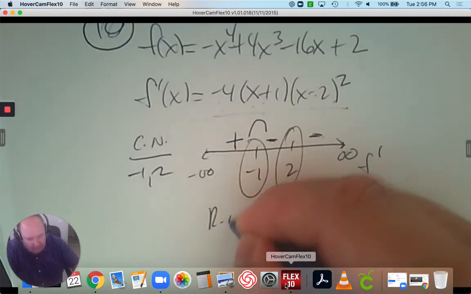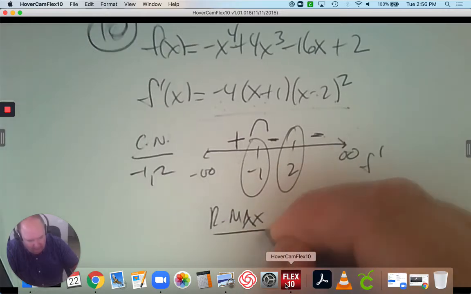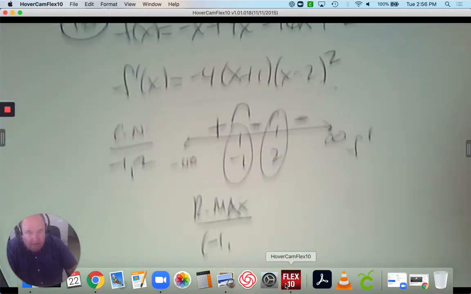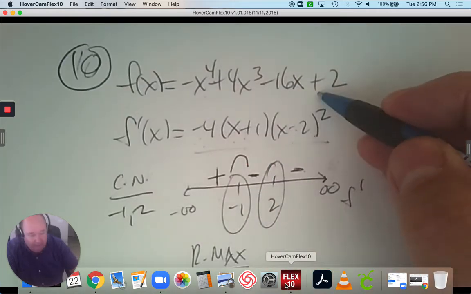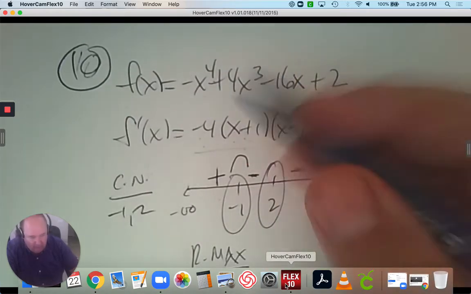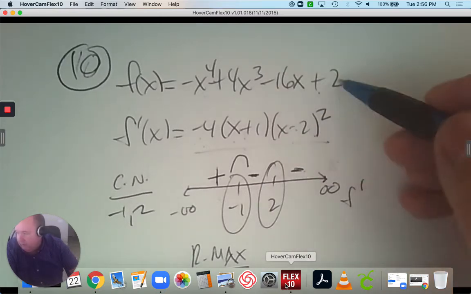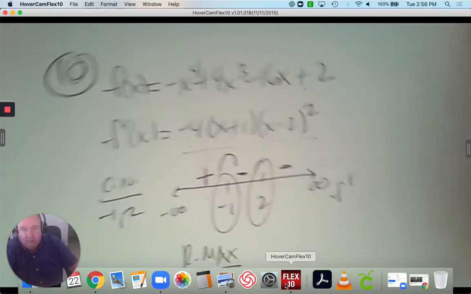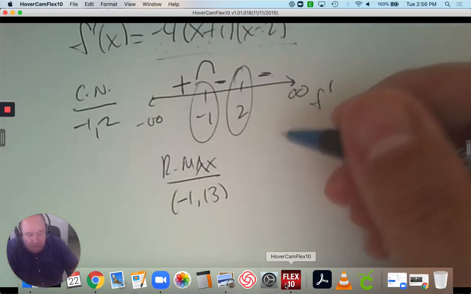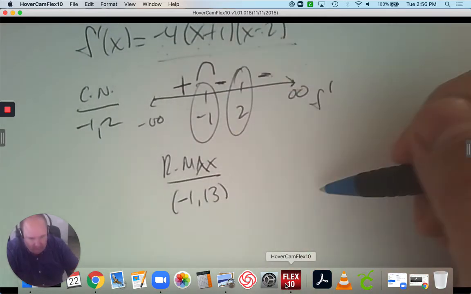So we have a relative max at negative 1. And then I go back here with negative 1 and find the y coordinate. So negative 1, negative 1, negative 1. If you did that right, you would get 13. You can do that on your own. There is no minimum, and I can see where it's increasing and decreasing.